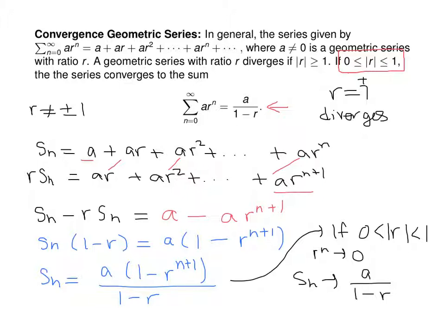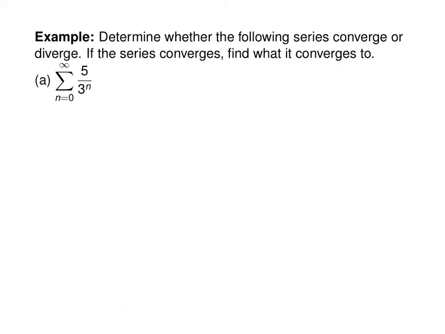And if r is greater than 1, this expression right here, this r to the n plus 1, is going to get very large, and this series will diverge. Alright, so we have the sum from n equals 0 to infinity of 5 over 3 to the n. Now we can express that as the sum from n equals 0 to infinity of 5 times 1/3 to the n. So the formula that we have is this sum adds up to a over 1 minus r.